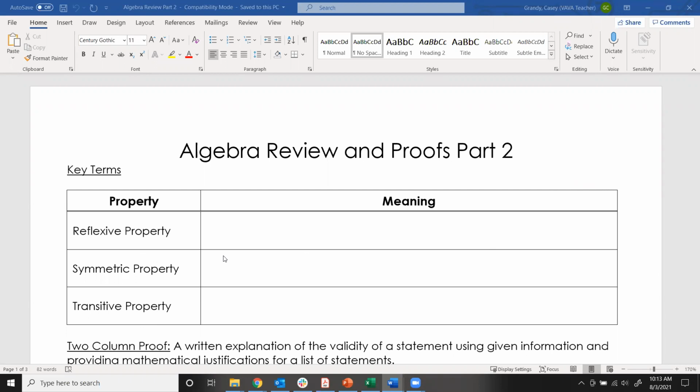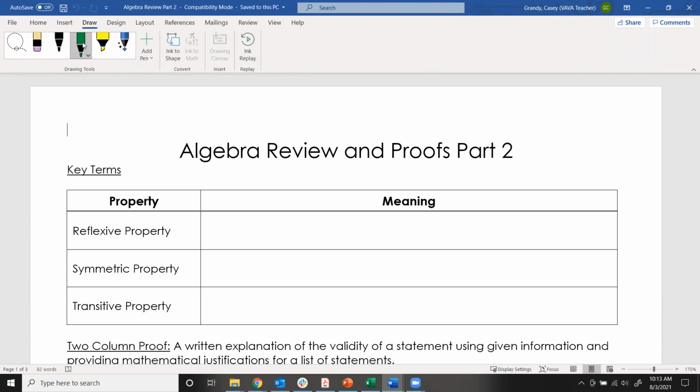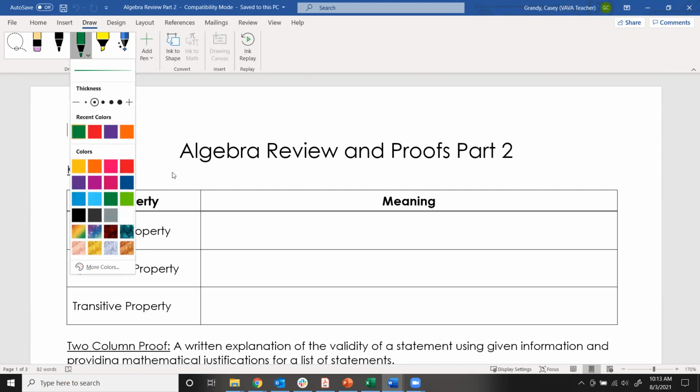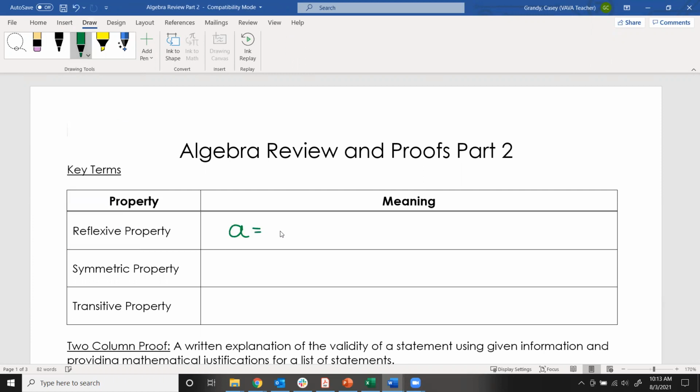The reflexive property, although it seems quite simple, you will be surprised how much we use the reflexive property in our course. The reflexive property says that any number is equal to itself. Okay, so we're going to say that A equals A. Any number is equal to itself. It's kind of silly. We already know that, right? We know that 1 equals 1 and 2 equals 2. This property will actually come in handy later, though.